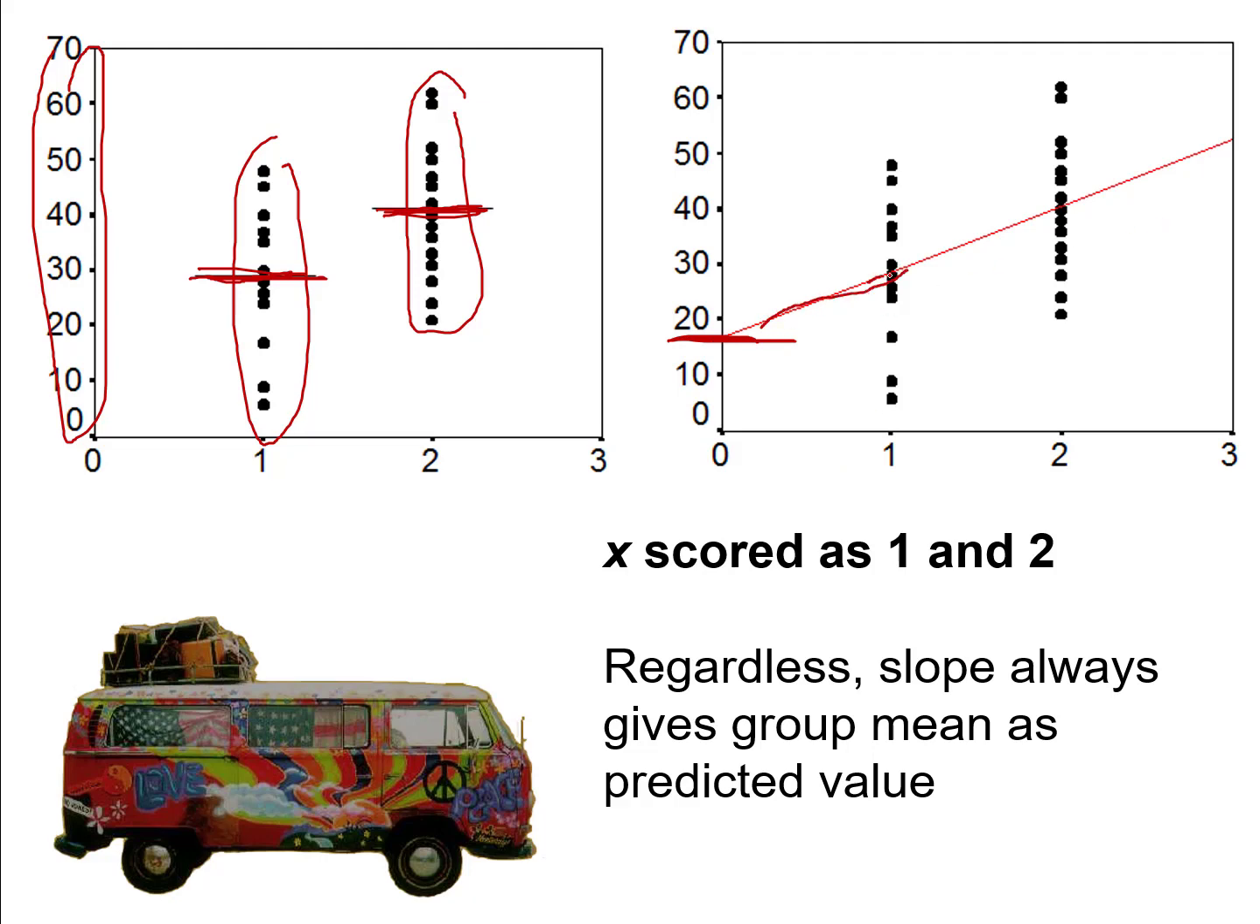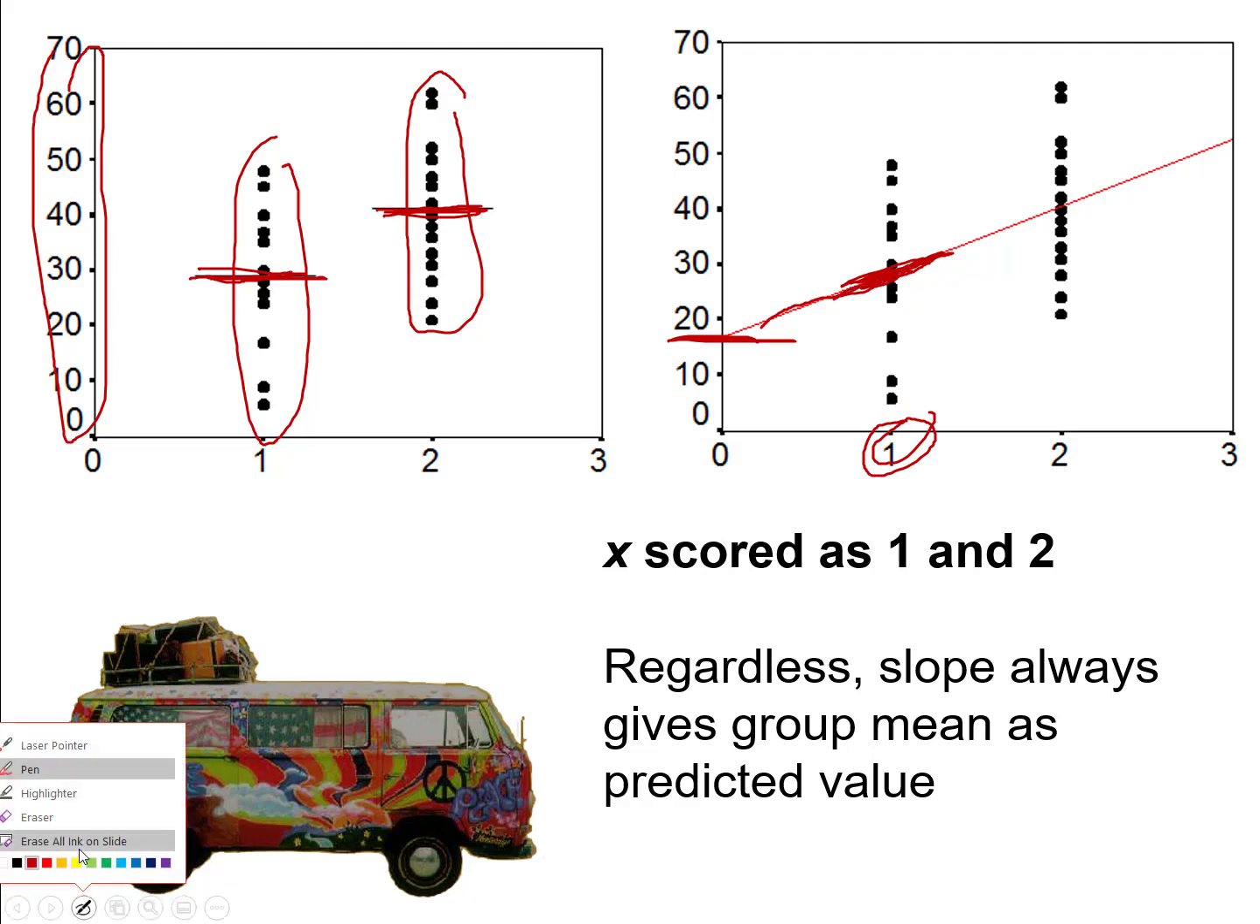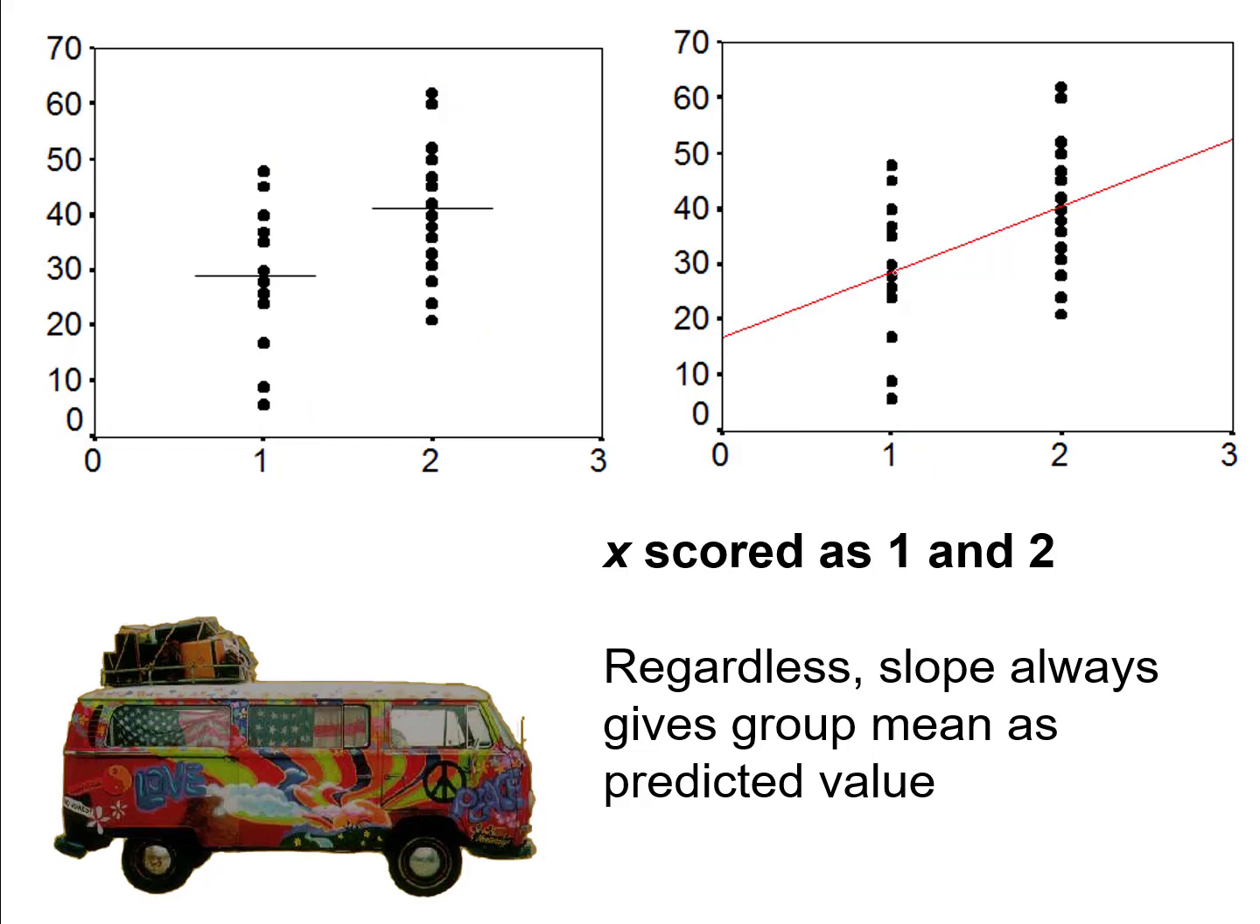And note where the slope crosses right here at group 1, that gives a predicted score. So anyone who has a score of 1 on X, your predicted score is right at the slope right here. And note where that slope crosses: our slope crosses the 1 right at the mean of group 1. And our slope goes up here and it crosses 2 on X. So if you have a score of 2 on X, where does it cross that value of 2 on X? It crosses right at the mean of group 2.